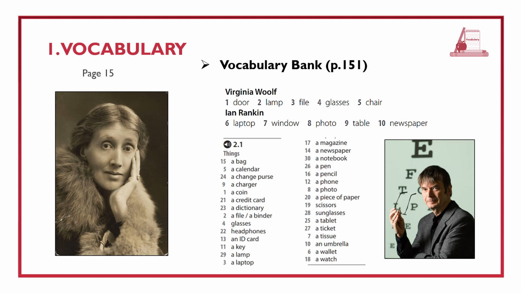So number 15 is a bag, 5 a calendar, 24 a change purse. It would be a good idea to also repeat after me so that you learn the pronunciation of the word. So please listen and repeat after me. Number 9, a charger. Number 1, a coin. Number 21, a credit card. 23, a dictionary. 2, a file or a binder.